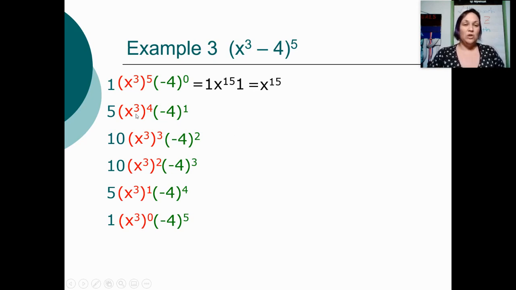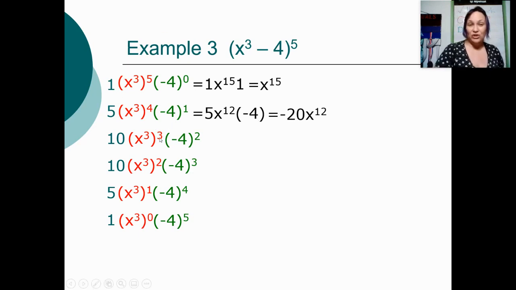For my next term, I'm going to do 3 times 4 for my exponents, and that'll become x to the 12th. And then -4 to the first power is going to stay a -4. Notice that I kept it in parentheses so that I could still tell that it was a multiplying problem. I don't want to accidentally think that I'm doing 5 minus 4. I'm doing 5 times -4, and that turns into a -20.